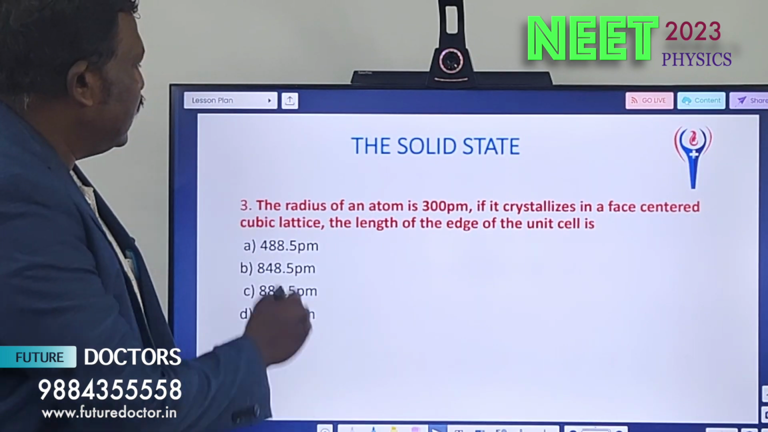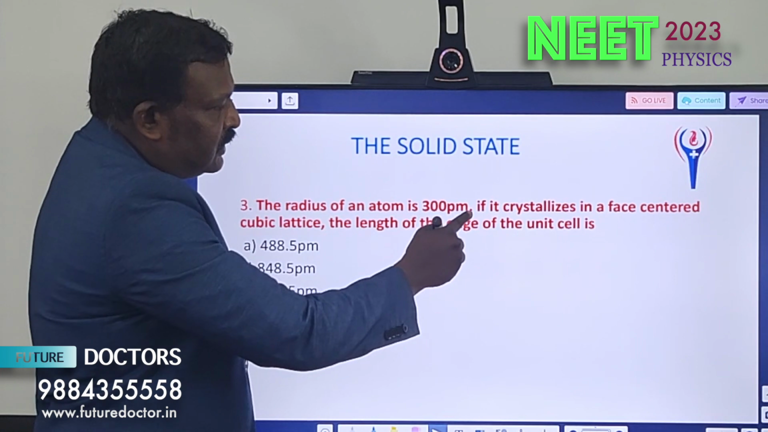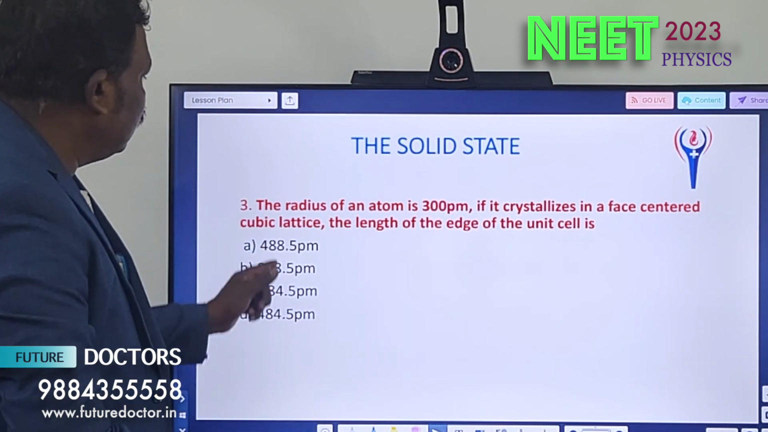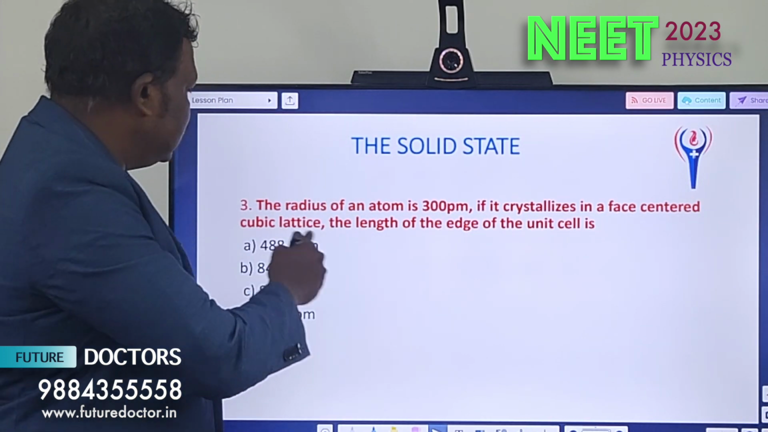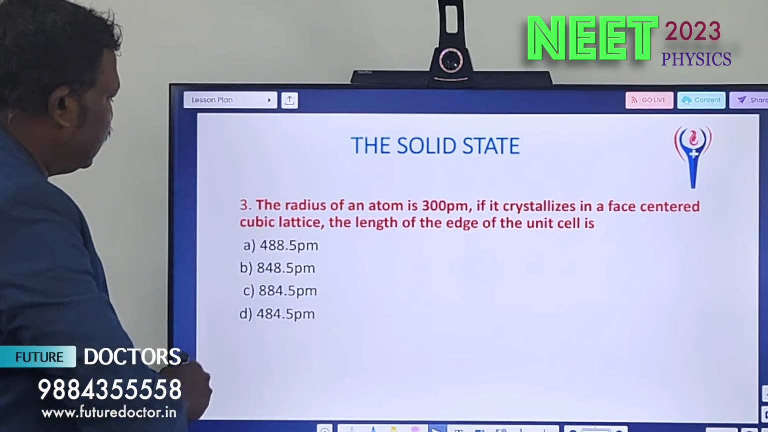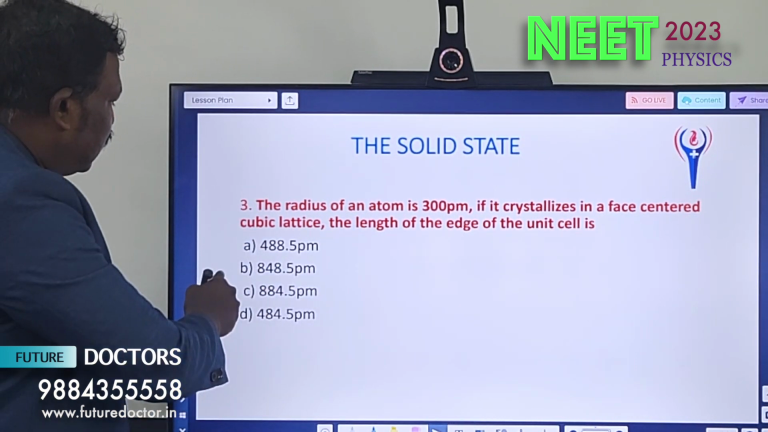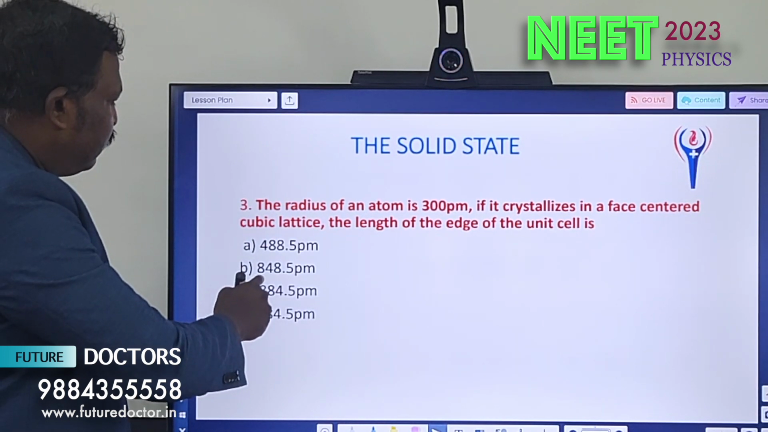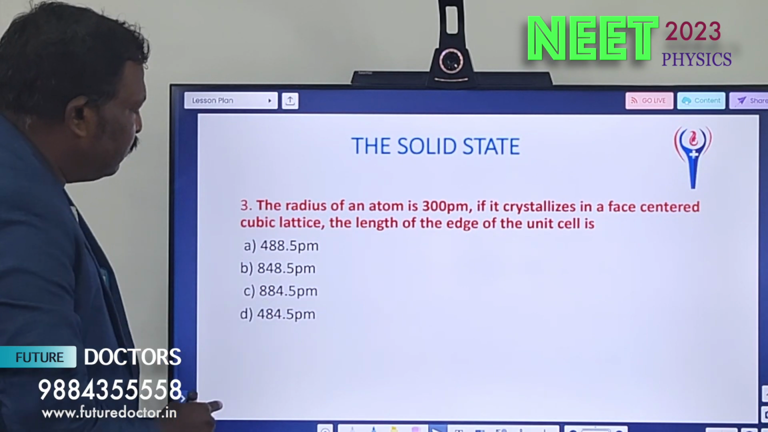Then, radius of atom is 300 picometer. If it crystallizes in a face-centered cubic lattice, the length of the edge of the unit cell is option A 488.5 picometer, option B 848.5 picometer, option C 884.5 picometer, option D 484.5 picometer.